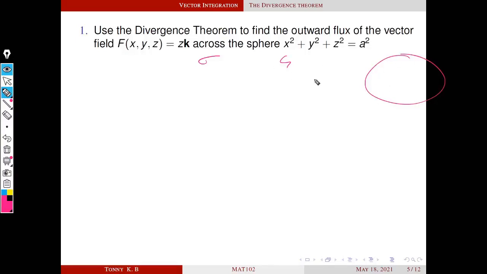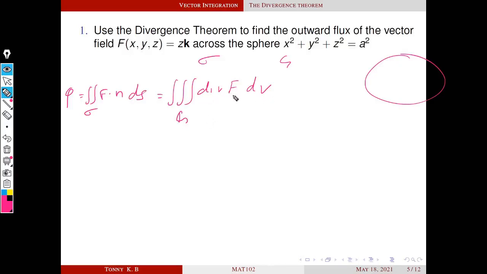So we can easily evaluate the flux using divergence theorem because sigma is a closed surface. What is the formula of flux? The flux is equal to double integral over sigma F dot n dS. This is the basic formula of flux. By Gauss divergence theorem, we can evaluate this surface integral using the triple integral over G of div F dV.